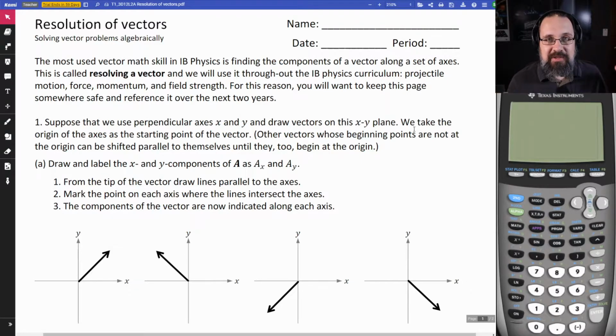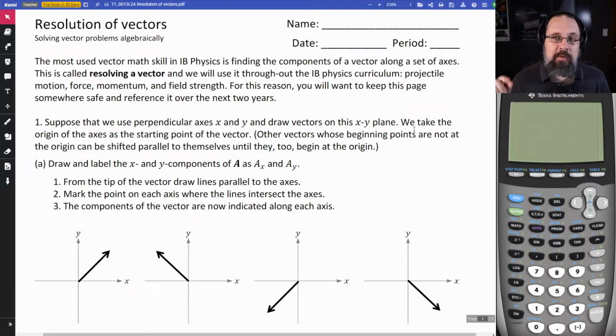Last time we learned how to solve vector problems graphically. Today we're going to learn how to solve them algebraically. The most used vector math skill in IB physics is finding the components of a vector along a set of axes. This is called resolving a vector, and we'll use it throughout the IB physics curriculum: projectile motion, force, momentum, and field strength.